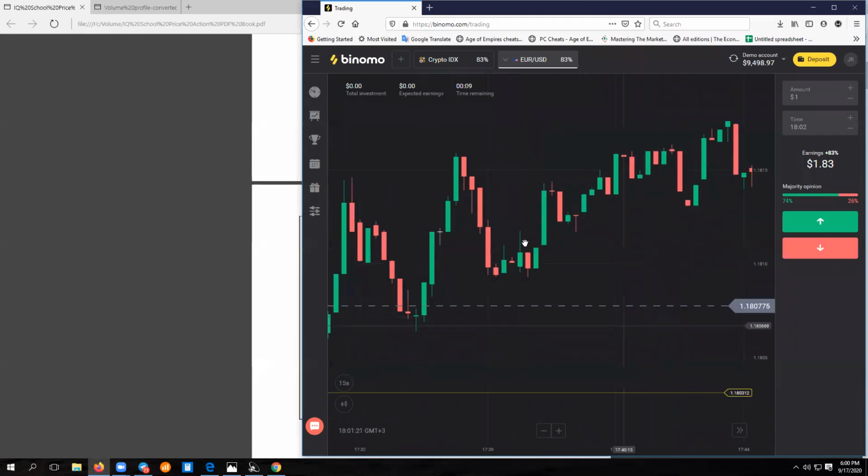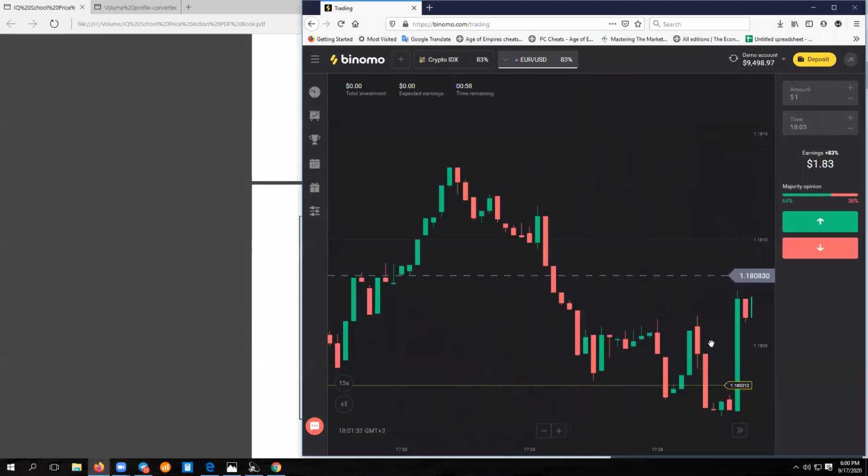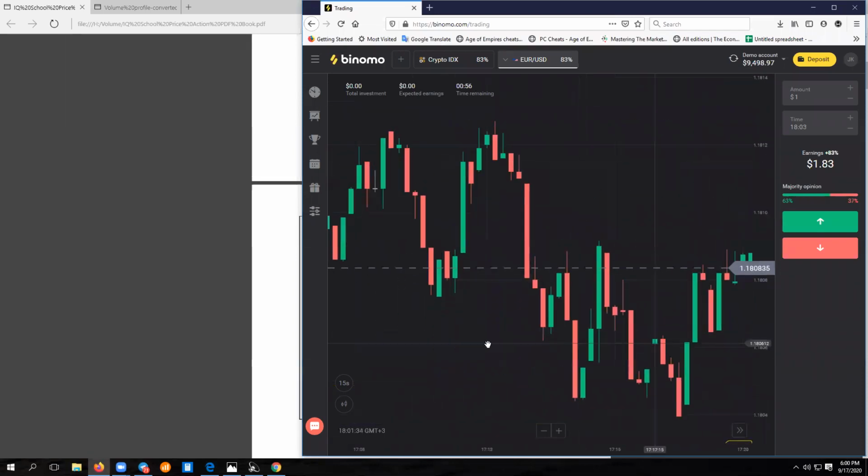Tiny, right. And it's also a considerable weak body. You can see the weak body, but not a pin bar, but it's considerable with the precision signals. Okay, it's all the pin bar.